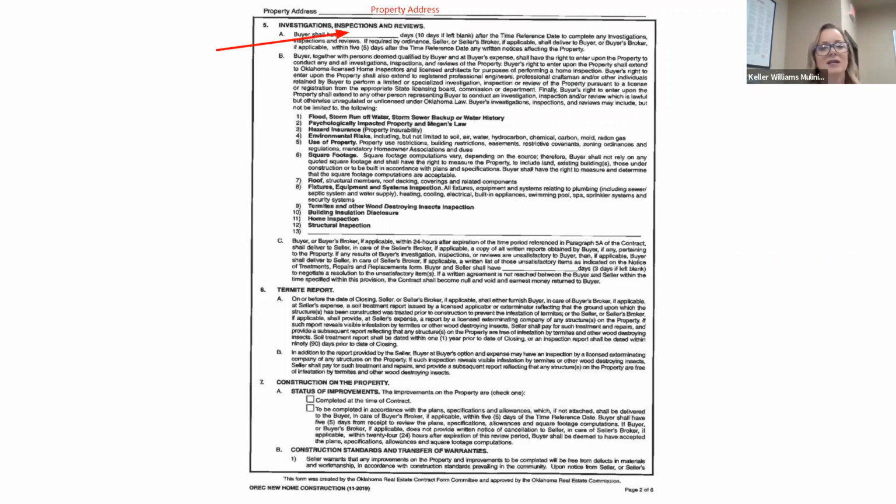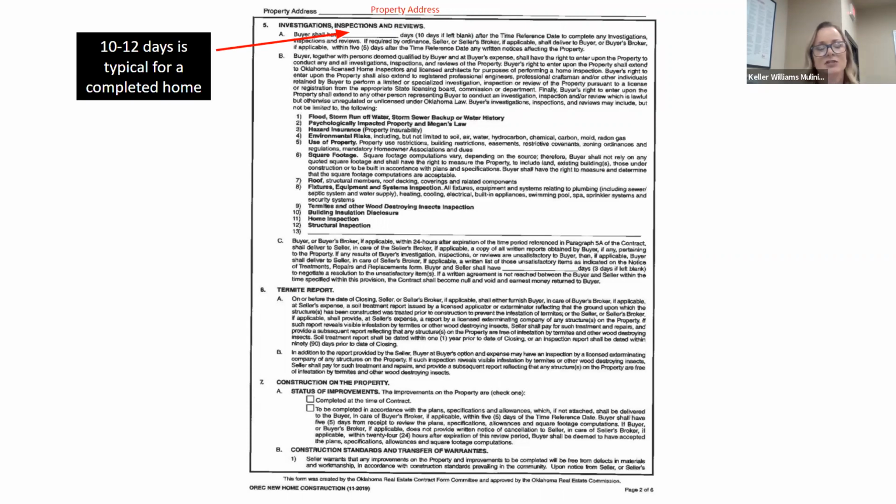So if you leave it blank, it defaults at 10 days. But 10 to 12 days is typical for an inspection period for a completed home. So do you need to get a home inspection done on a brand new build? Absolutely. These builders are having subcontractors install things, and they're not standing over their shoulder making sure that everything is installed correctly. So you're normally going to find some things in a home inspection, that maybe things were not connected right or they're not installed correctly. And you definitely want to know that before you're moving in.